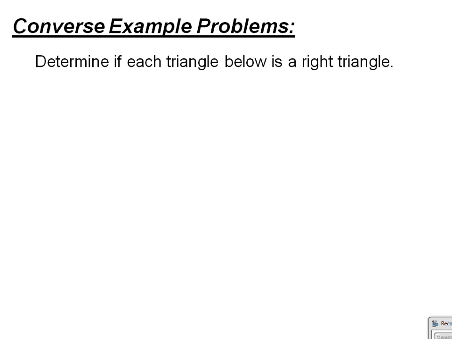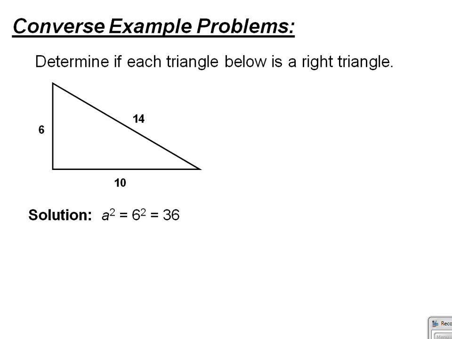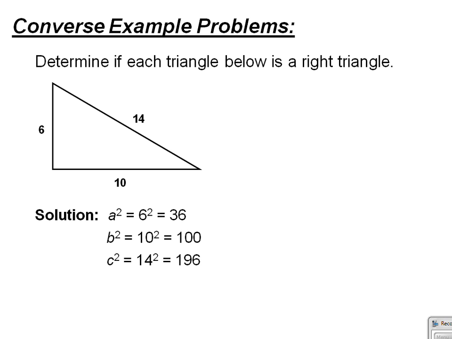For example, let's say that we were given the following triangle and we were asked to determine if it was a right triangle. So here we have a triangle with legs of length 6 and 10 and hypotenuse length 14. We know that if this is indeed a right triangle, then a squared plus b squared must equal c squared. So let's run those calculations. Let's say a is 6, so 6 squared is 36. Let's say b is 10, so 10 squared is 100. And let's say c is 14, so c squared equals 196.